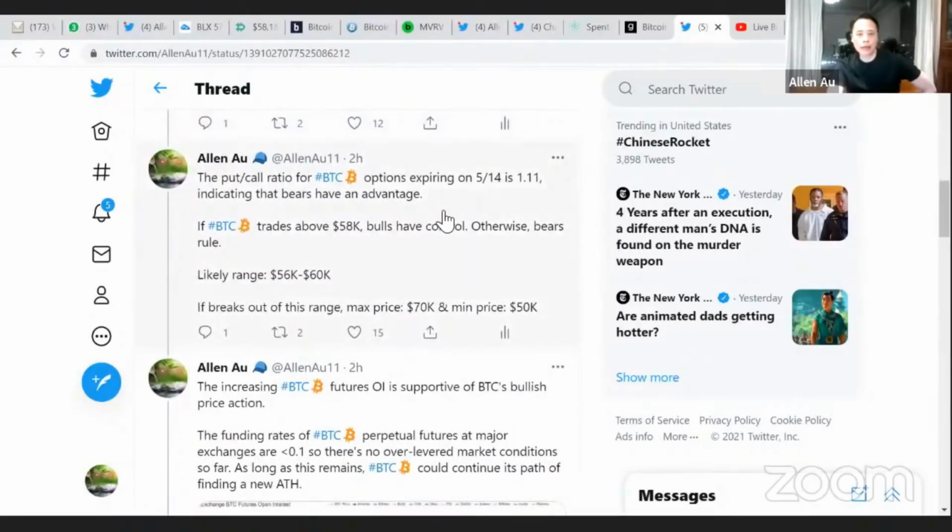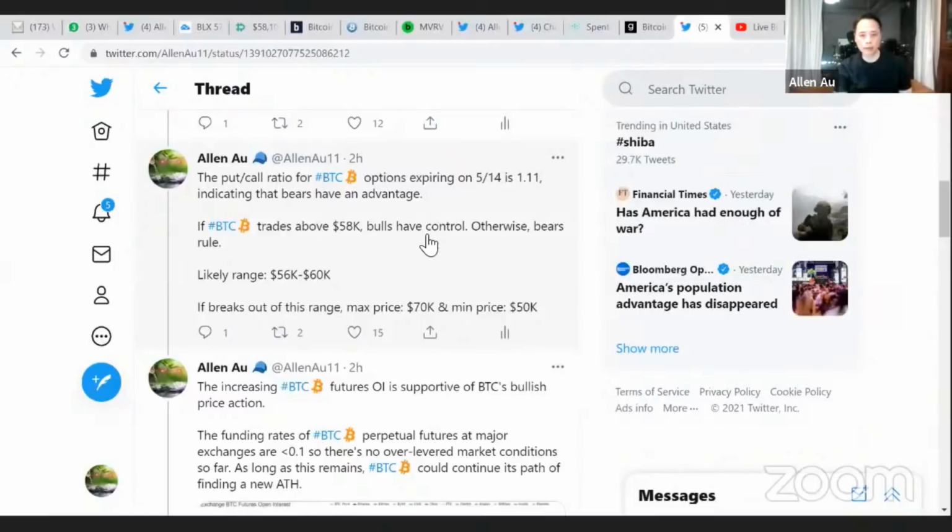Looking at the options expiring on the 14th, the put call ratio is bearish at 1.11. So after looking at the open interest, I can determine that if BTC is trading at $58,000 and above, bulls are in control. Otherwise, bears will be in control. So the likely range would be $56,000 to $60,000. If it breaks out of this range, the maximum price is $70,000 and the minimum price is $50,000.